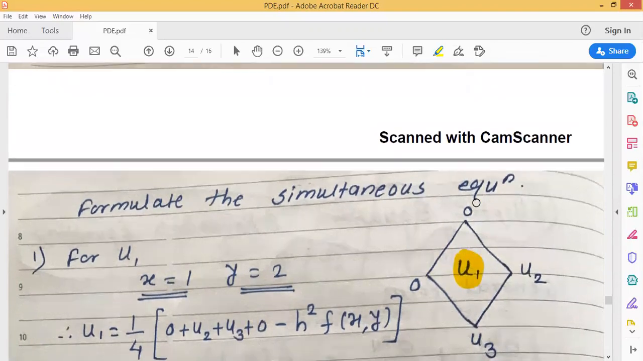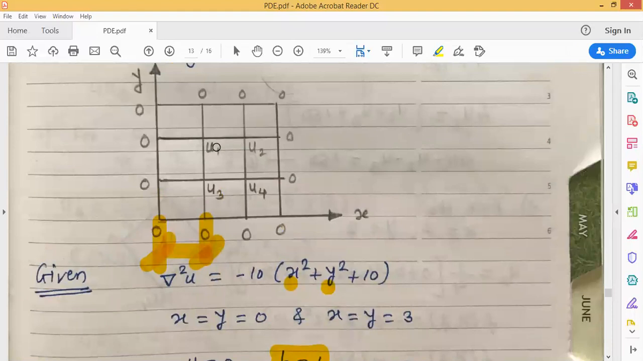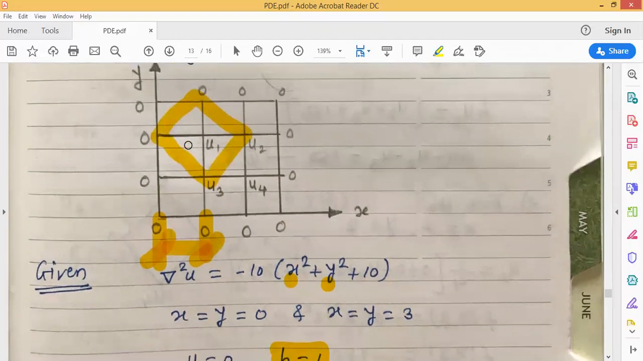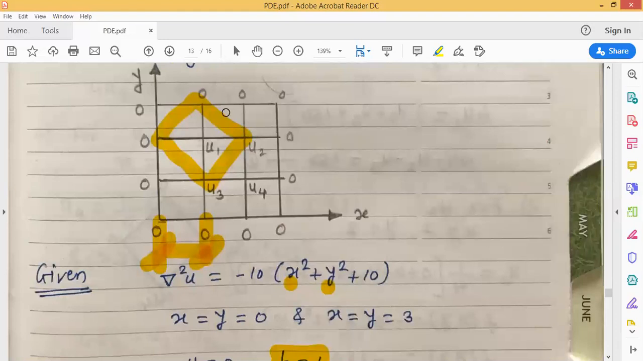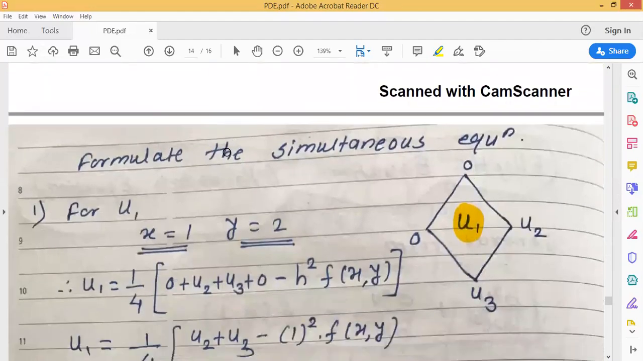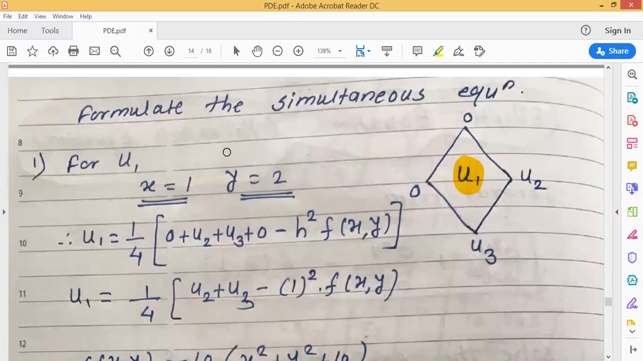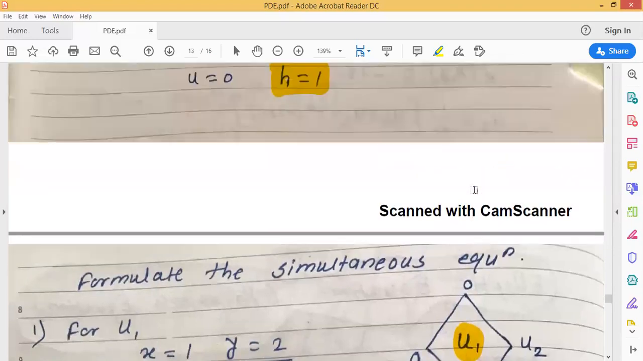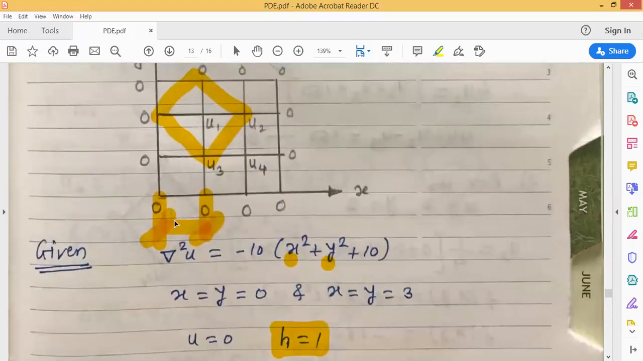I have to make this rhombus where u1 is the center, from the square mesh. I write down the corner points of this rhombus: 0, 0, u2 and u3, and the center point is u1. From this rhombus I have to formulate the simultaneous equation. So for u1, we have to find the coordinates of u1. Along the x direction, it is equal to 1.